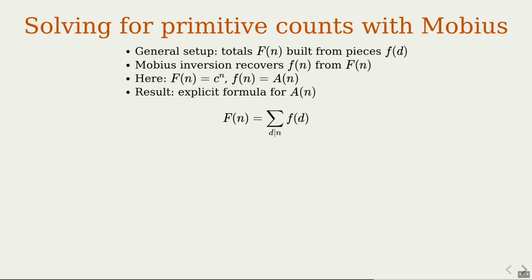The first line is the generic divisor sum, where totals F of n are built by adding up the contributions f of d over all divisors of n. The second line is the Möbius inversion formula that recovers the primitive values f of n using the Möbius function mu. When we specialize to strings, this last equation tells us how many primitive strings of length n there are over an alphabet with C colors. So the Möbius function is acting like a clever inclusion-exclusion that cancels out the contributions from non-primitive repeats.